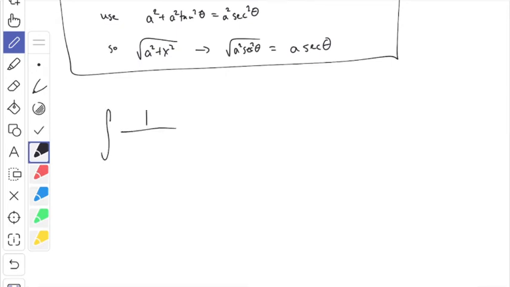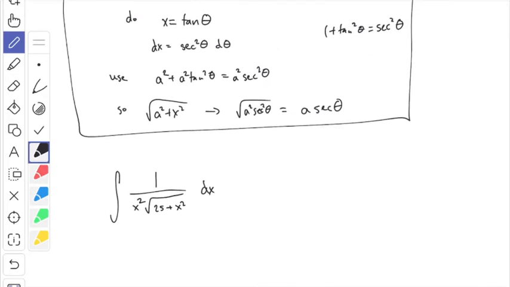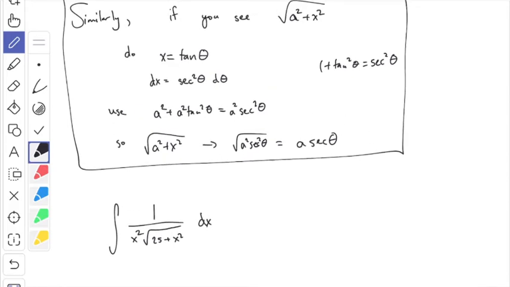So let's try this: 1 over x squared times the square root of 25 plus x squared. Since I see the square root of something squared plus x squared, this should cause you to recall the second type of substitution that I just said. Now, there's an extra x squared out there, which maybe concerns you. Don't worry about it. Everything's going to be fine. Let's do it then. I'm going to do x equals tan theta, which means dx is going to be secant squared theta.